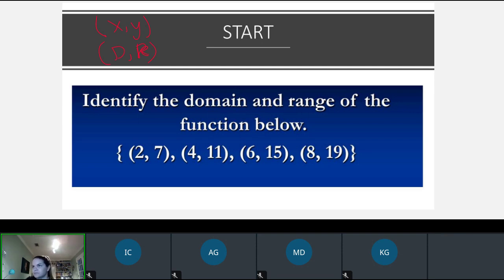You can use that. So I'm going to go ahead and highlight the numbers in my domain. So that would be 2, 4, 6, and 8. So we would say domain is the set of numbers which are 2, 4, 6, and 8. These squiggly brackets just mean it's a set of numbers. And then the range is obviously going to be my Y values. So I'd have 7, 11, 15, and 19.